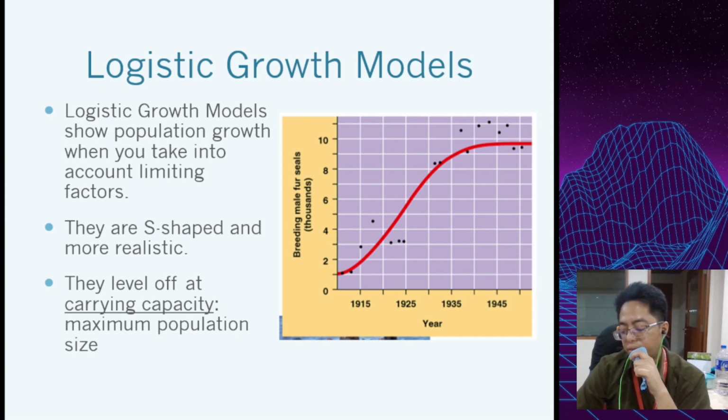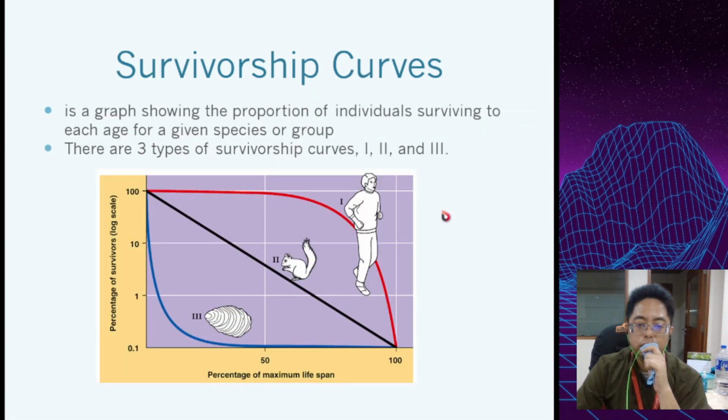So because we have a lot of limiting factors, the model that we use for population growth is the logistic growth model. They're S-shaped and more realistic. They level off at the carrying capacity, which is the maximum population size.